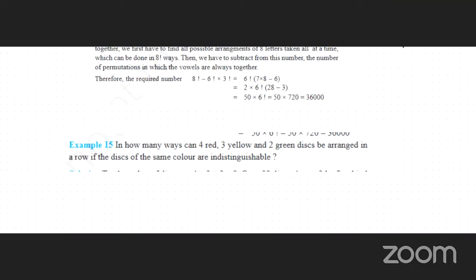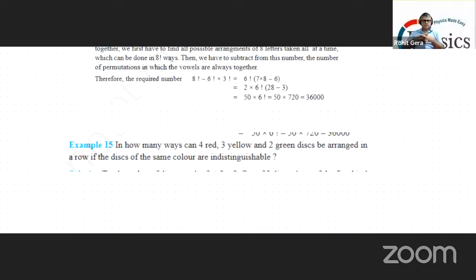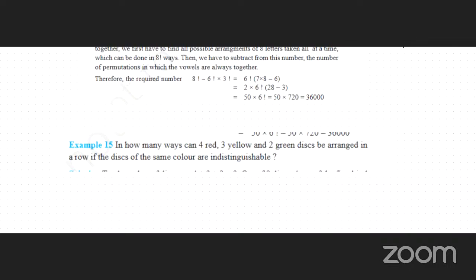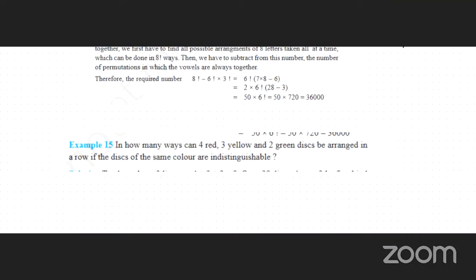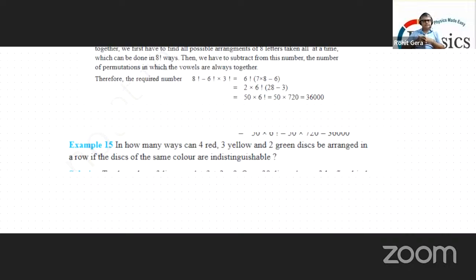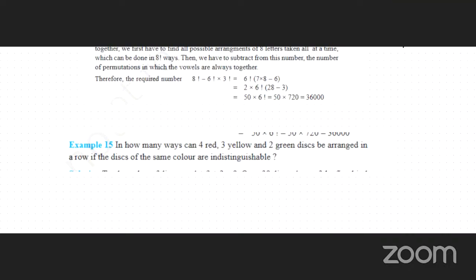In how many ways can the discs be arranged? Sir, what does this word mean? Indistinguishable. Cannot be differentiated. Like a red and a red, like we did an example of root. So repetition is there of the color. Okay, repetition is there.